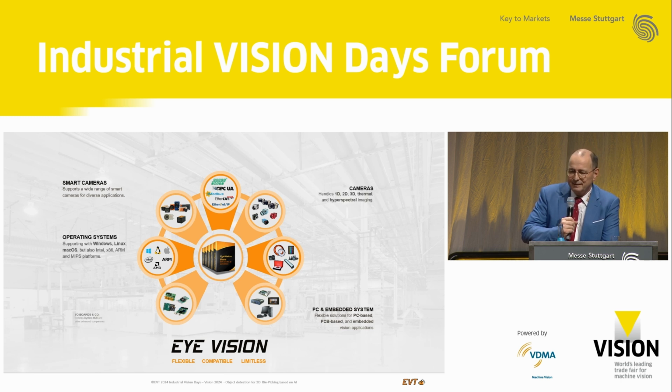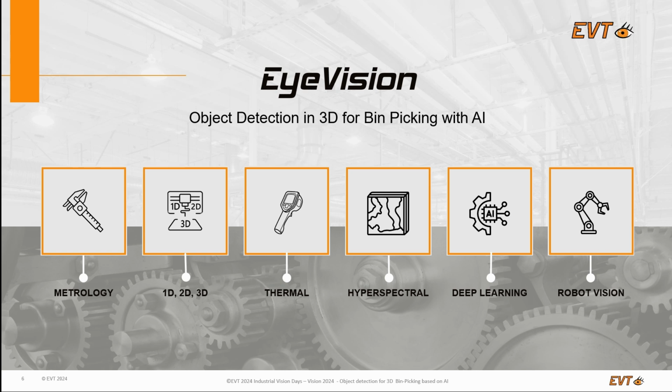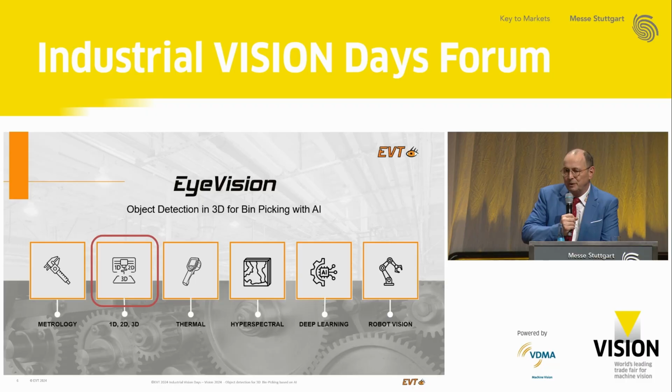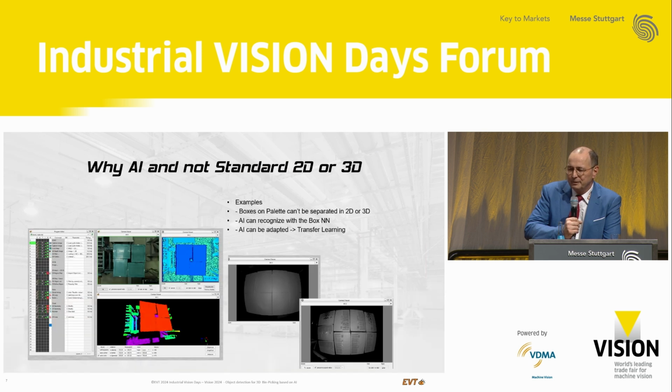This is only to give you an idea what the software can do and where it can be used. Based on that, today we have a look at 3D for image capturing, and based on the 3D and a color image, we generate a robot vision solution. The EyeVision software is mainly a graphically programmable software. Here we can see it on the left side.